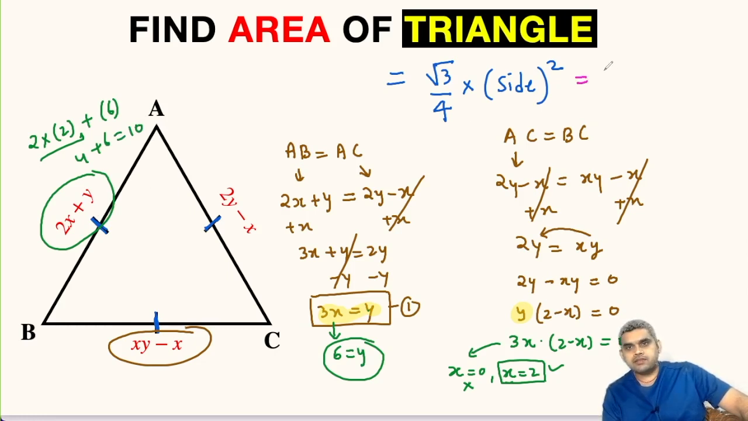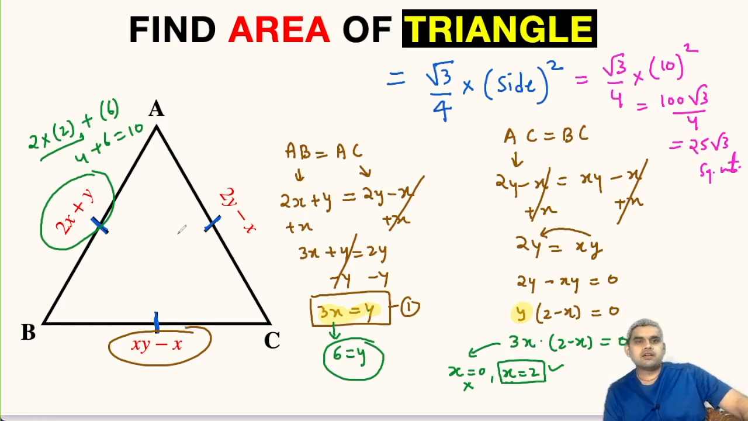Now let us substitute the value in our equation. So this is 10 squared, that is 100. So 100 root 3 upon 4 is 25 root 3 square units. So the area of this equilateral triangle will be 25 root 3 square units.